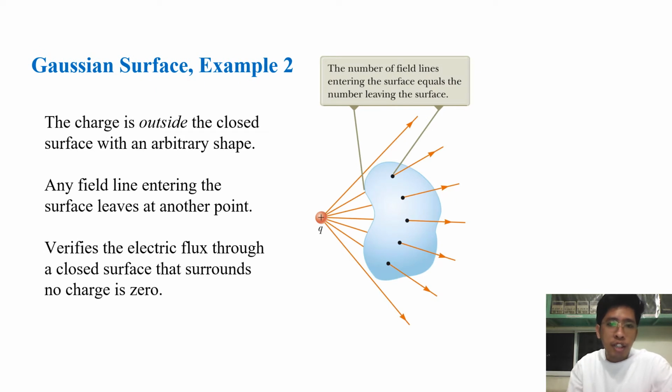However, if the charge is outside the closed surface with an arbitrary shape, any field line entering the surface leaves at another point. So for this case, the flux is 0. The charge is not enclosed, and the flux flowing in here just goes out the other way. So it verifies that the electric flux through a closed surface that surrounds no charge is 0.